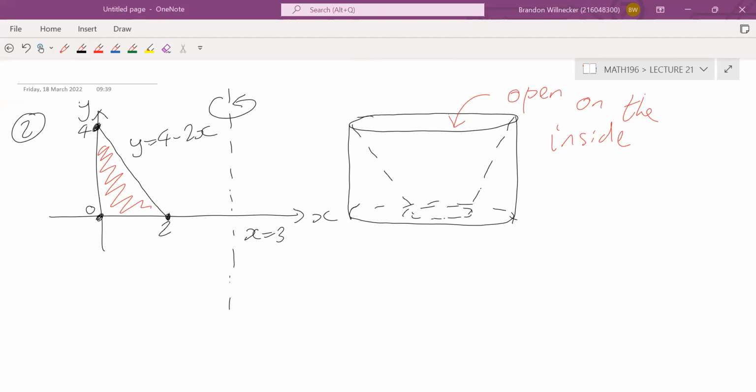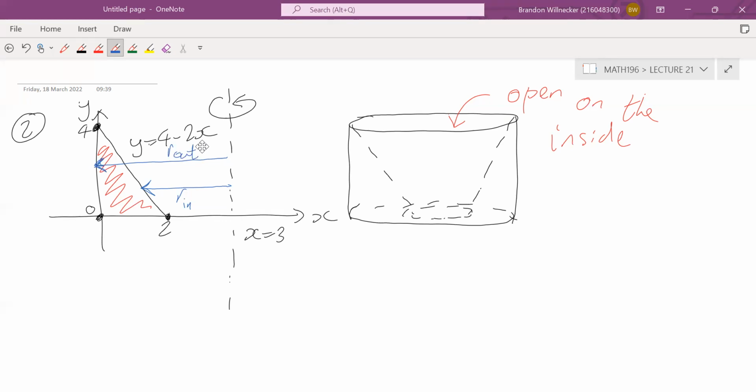Okay, so let's find the inner radius and the outer radius. So remember, the inner radius is from our axis out to the first curve that we see. So that's going to be this distance over here. That's going to be R in. And the outer radius is from the axis to the outer curve. So that's going to be this distance over here. So that's R out. Okay, we need to find what these distances are.